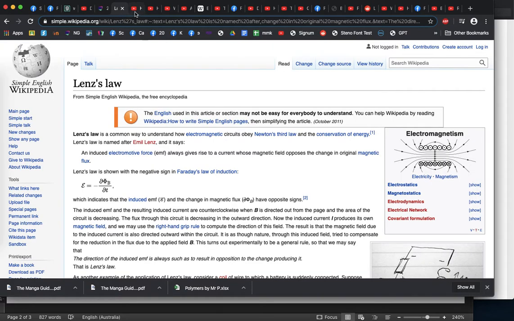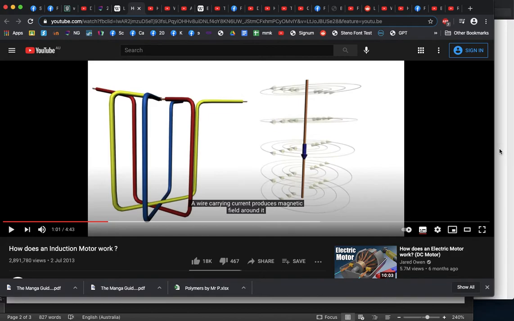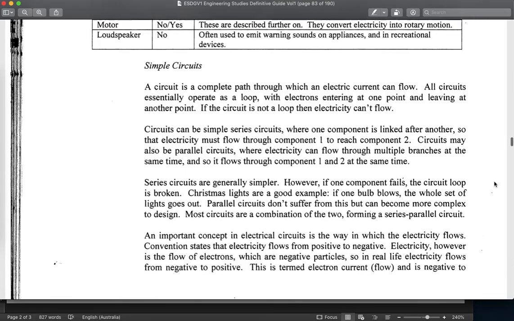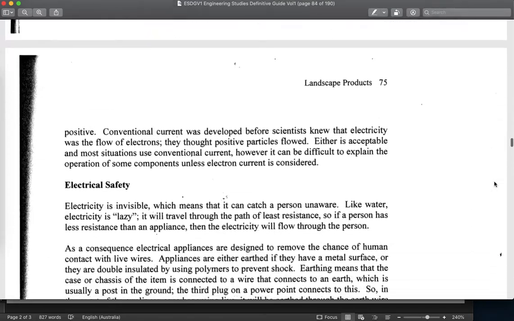I think I'm getting pretty close to where I'm going to wrap up for today. We're going to talk about the difference between DC and AC motors in our next video. We're going to talk about semiconductors, and we're also going to talk about electrical safety. And I'll just check that that's what we're up to here. Yes.